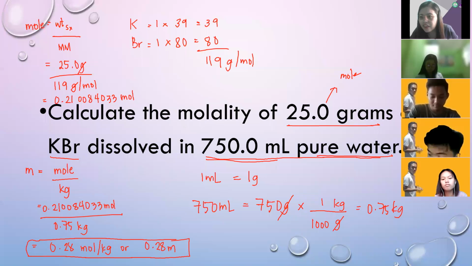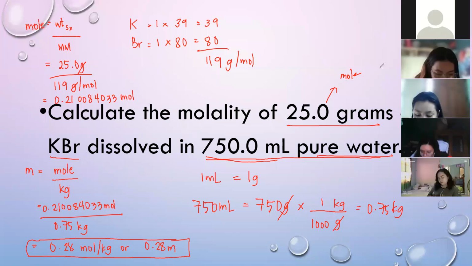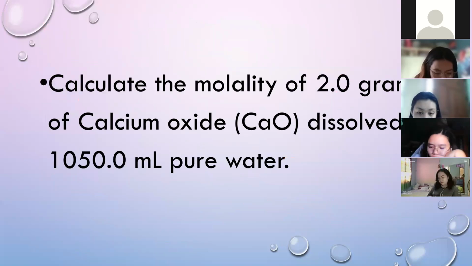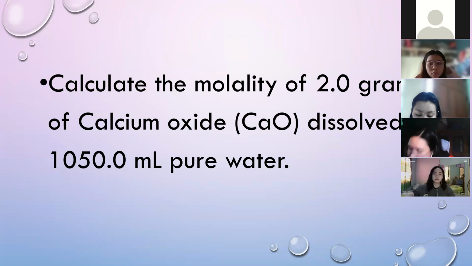Okay na? Okay. Sige, let us have another example. We have this one. And please try to compute first in any sheet of paper there, and then we'll answer after the screen. Sige, second problem, calculate the molality of 2.0 grams of calcium oxide dissolved in 1050 ml pure water. Okay, you try, you follow my example a while ago and compute for the molality.